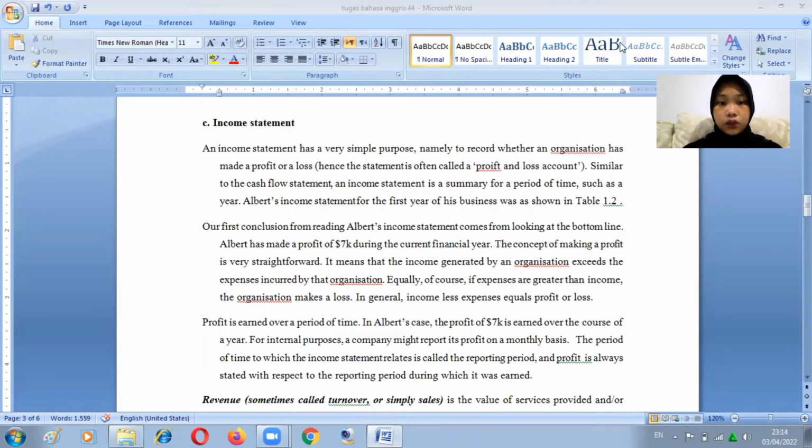Our first conclusion from reading Albert's income statement comes from looking at the bottom line. Albert has made a profit of 7,000 during the current financial year.